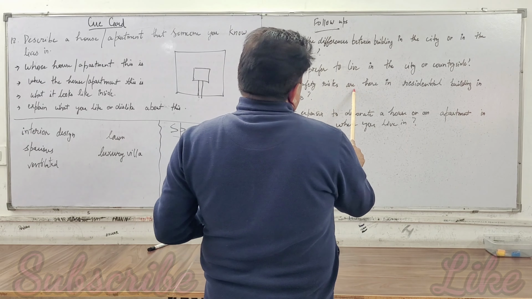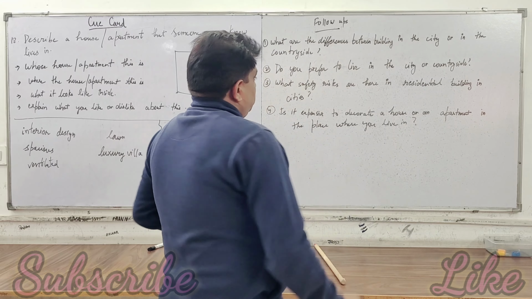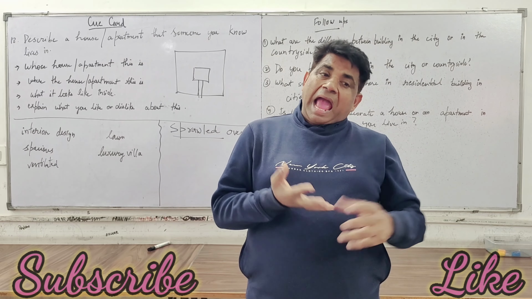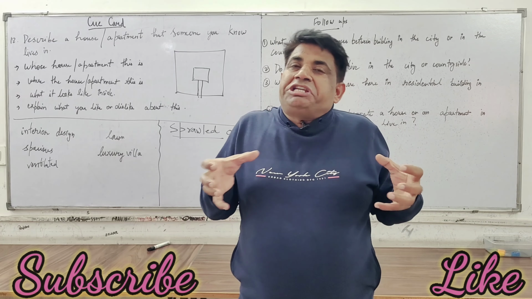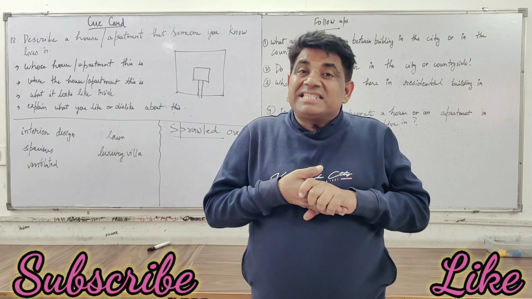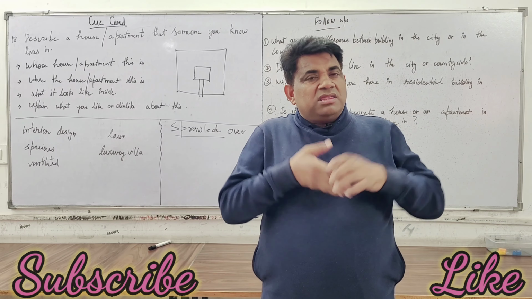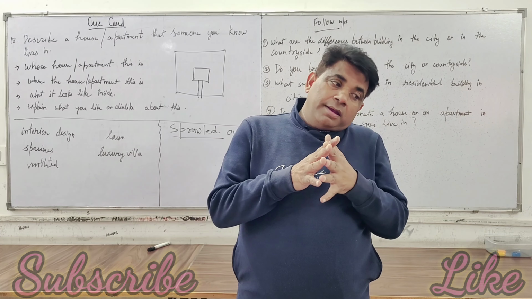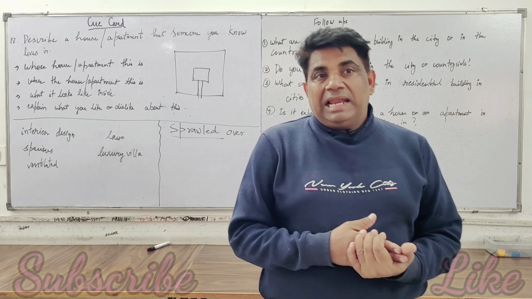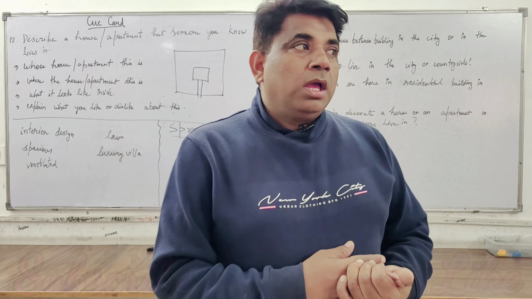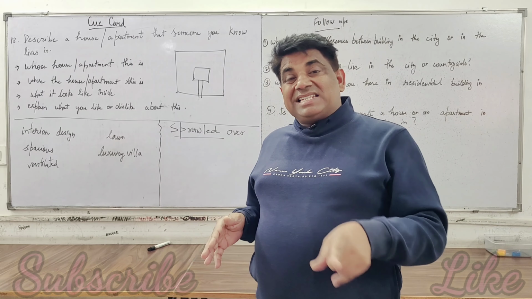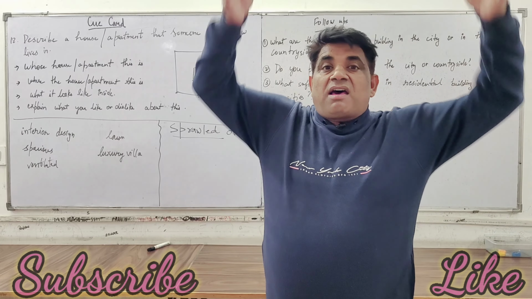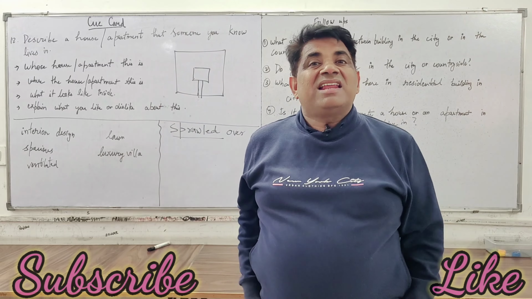What safety risks are there in residential buildings in the cities? There are certain safety risks as cities are densely populated. The density of population is very high. So, in case of any natural calamity like an earthquake, it may become really very difficult to get out of the building and go to a safe place because there are skyscrapers, there are high rise buildings.